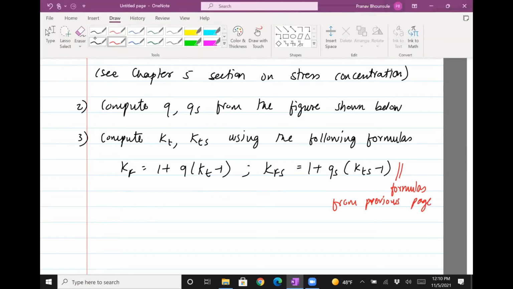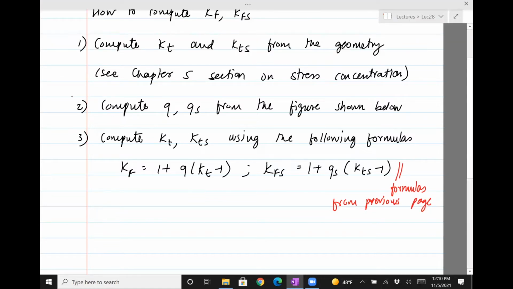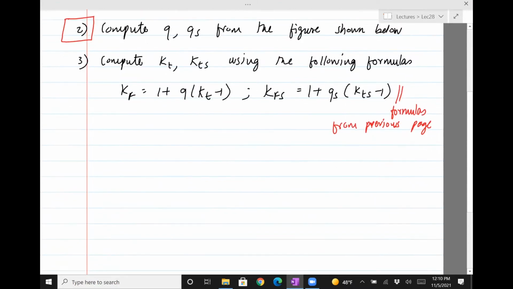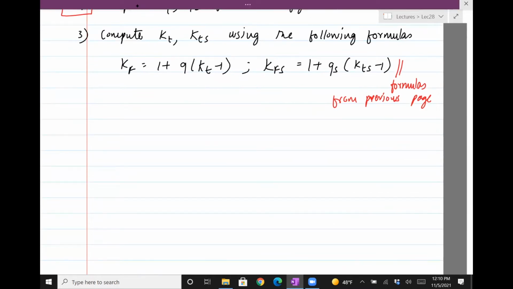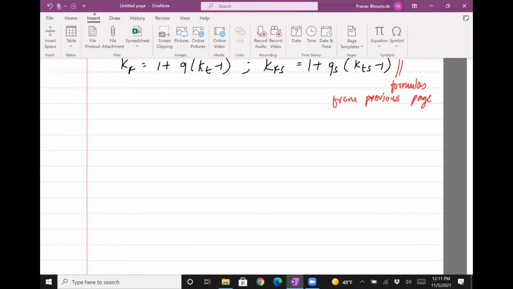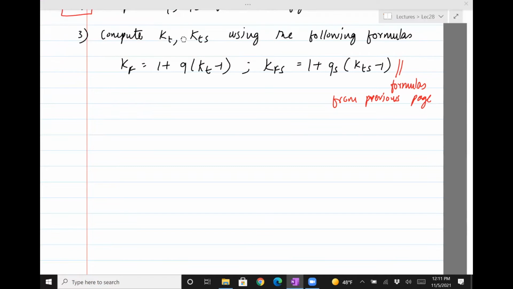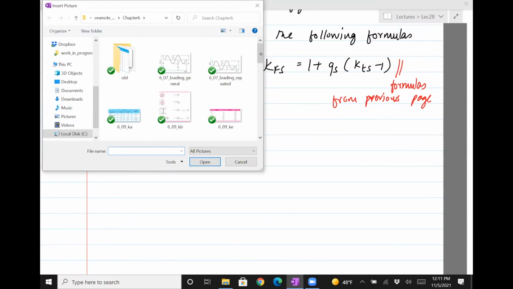Okay, so I'm going to show you the figures you need to compute Q and QS. They are basically empirical values. So there are two figures which you need to know depending on the means of loading.